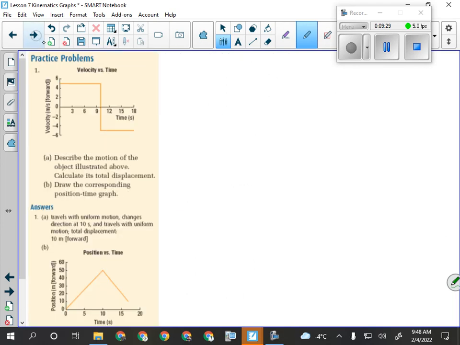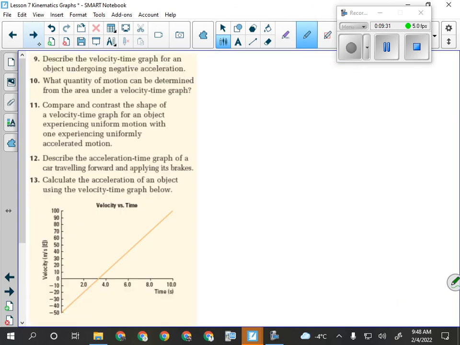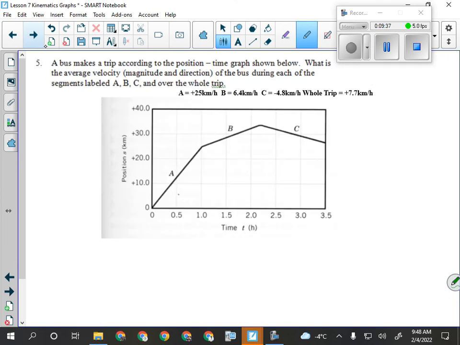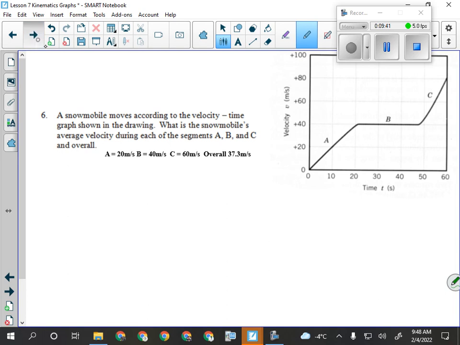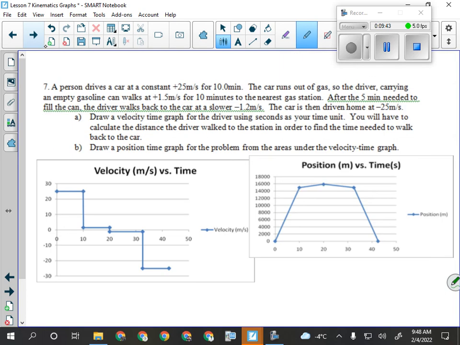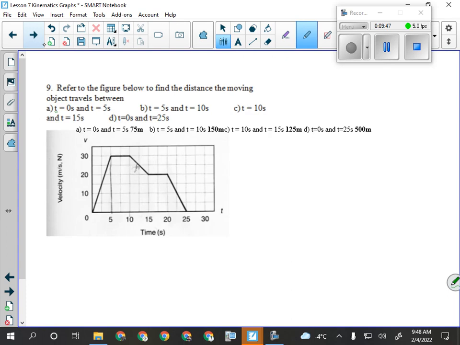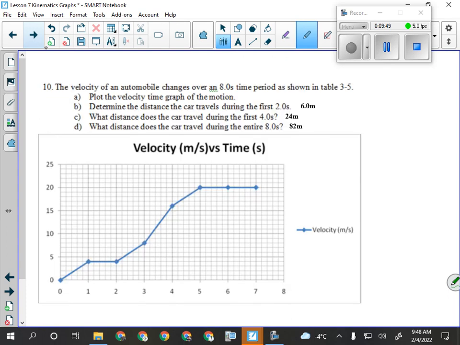Okay. I don't think I had any more that I wanted to do. Nope. No. I didn't have any other good graphs. No, I didn't. Okay.